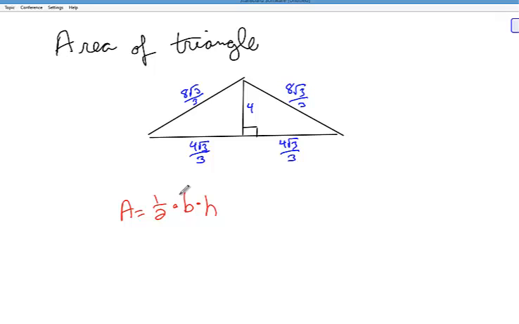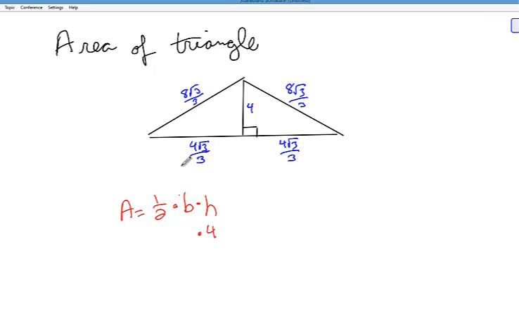Recall that the area of a triangle is equal to 1/2 times the base times the height. Well, our height is kind of easy. If I can get my page back up. So my height is easy. It's going to be the 4. So my height is actually 4.